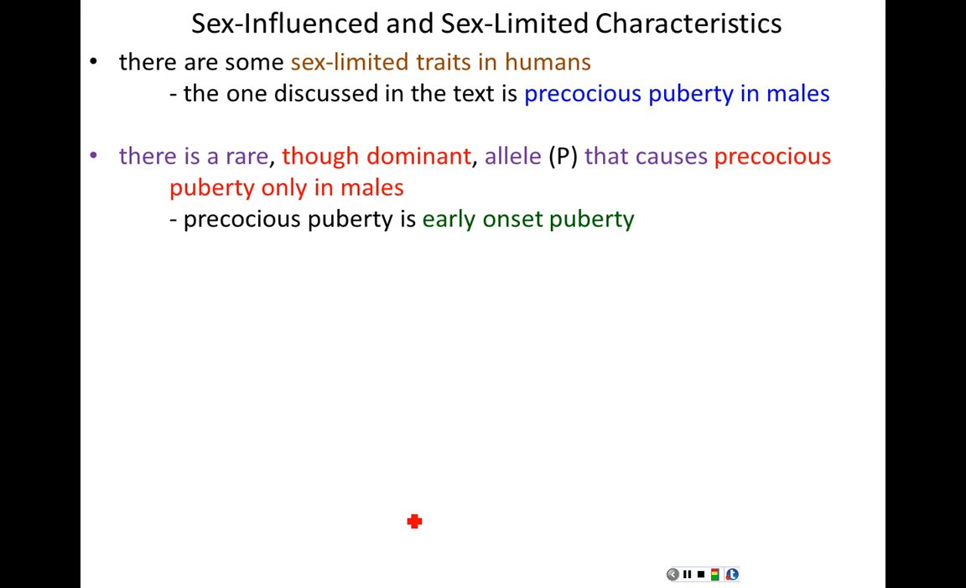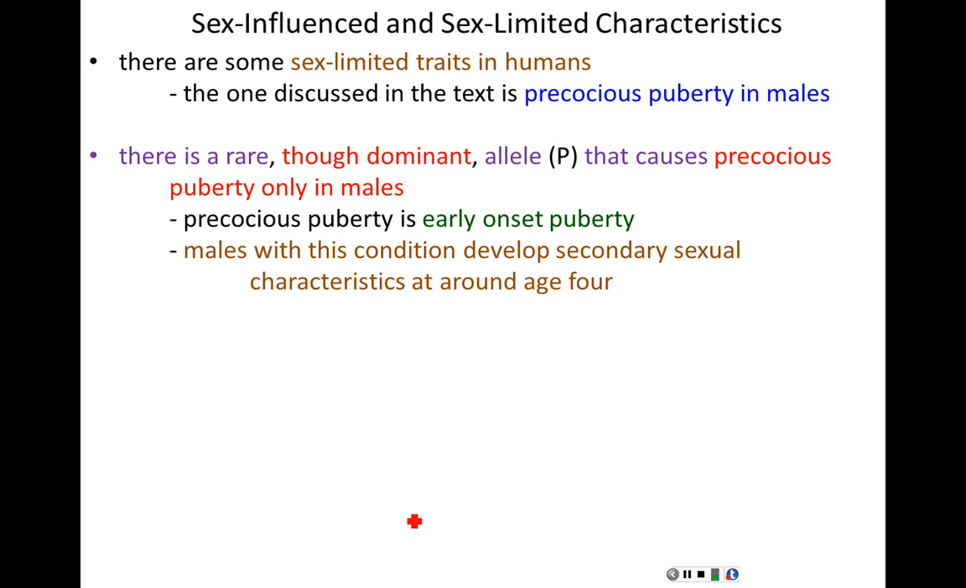What do we mean by precocious puberty? Well, the word precocious means ahead of its time, essentially. So precocious puberty is the early onset of puberty in males. Again, only males show this trait. And we mean early. Males with this condition develop secondary sexual characteristics, a deepening of the voice, body hair, etc., at around the age of 4.